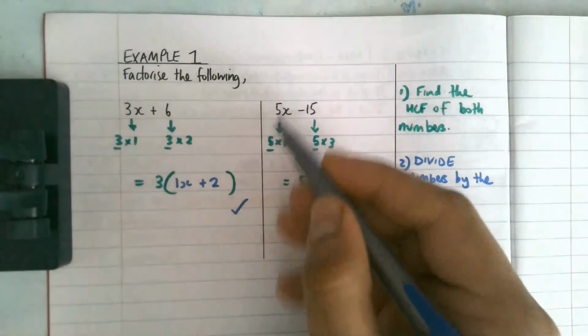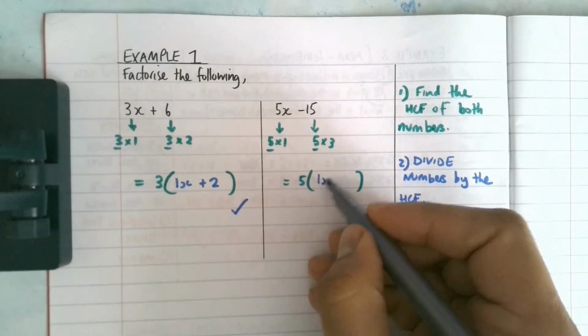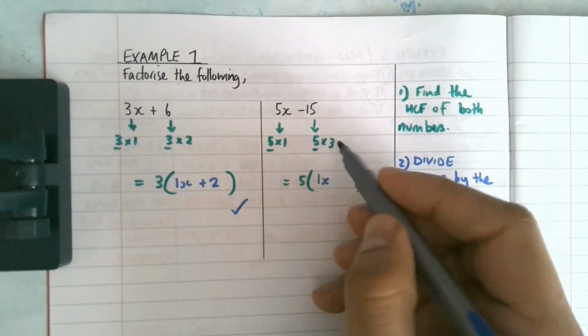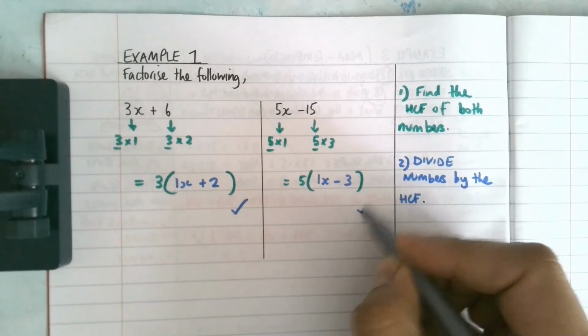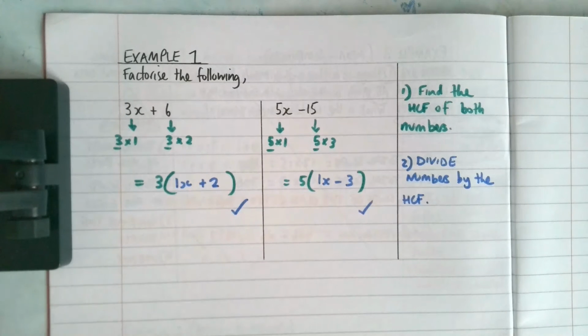Then to work out what goes on the inside of the brackets, we do 5 divided by the highest common factor, which is 1x, and then 15 divided by the highest common factor, which is 3, sorry, and the minus falls into place.